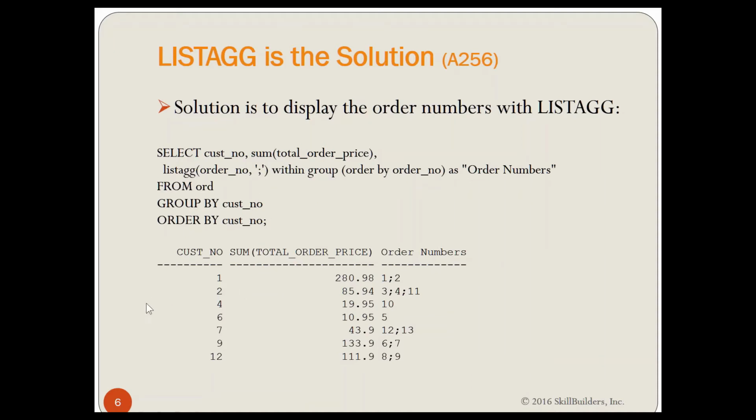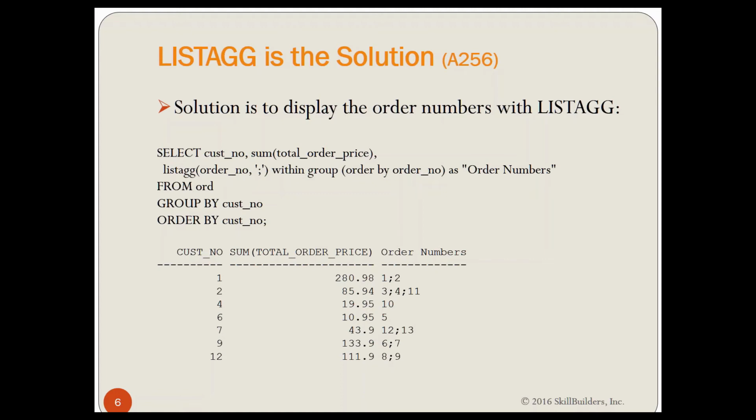Just a little note on this. Let's say for some reason there were a bunch of orders with no order numbers. I mean, I'm listing the order number. Let's say there were no order numbers. Typically that wouldn't happen, but you could do a LISTAGG on something else, the total order price, and show the total order price for each order if you wanted within it.